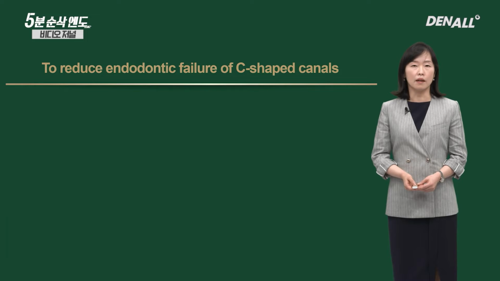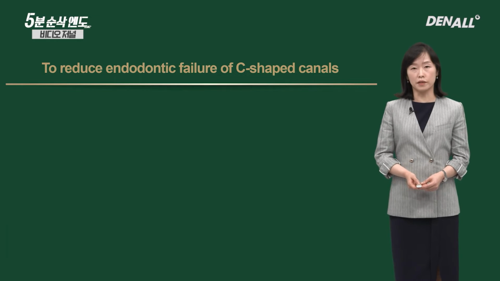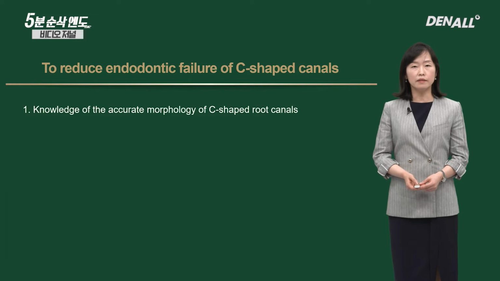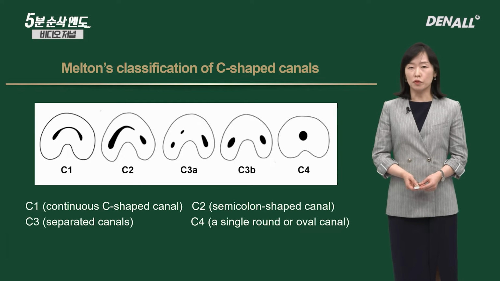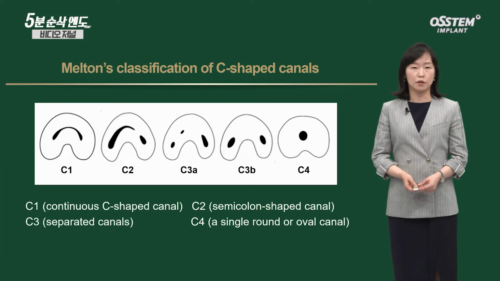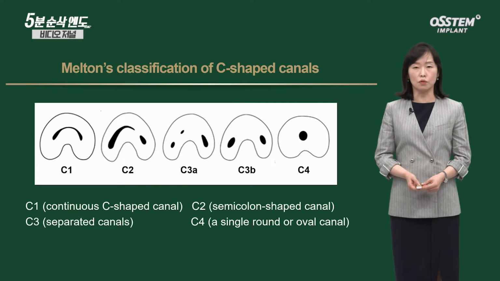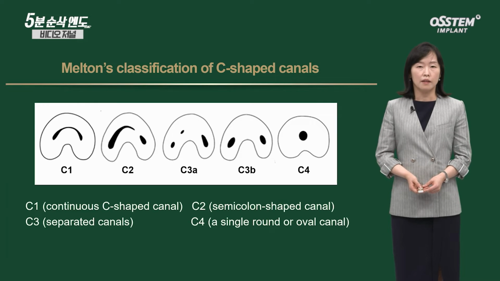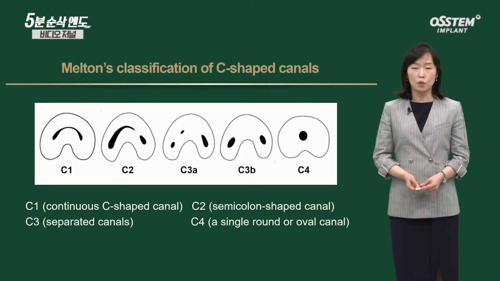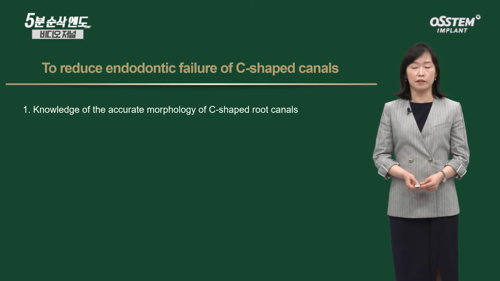When we do C-shaped root canal treatment, how can we increase the percentage of success in endodontic treatment? We need to understand the C-shape accurately first. This is Melton's classification. First, C1 is a continuous C-shaped canal. Second, C2 is a semicolon-shaped canal. C3 is separated canals. C4 is a single round or oval canal. You need to understand the form and category first.